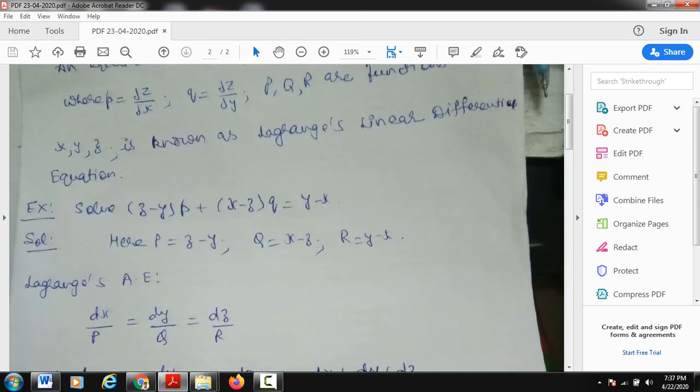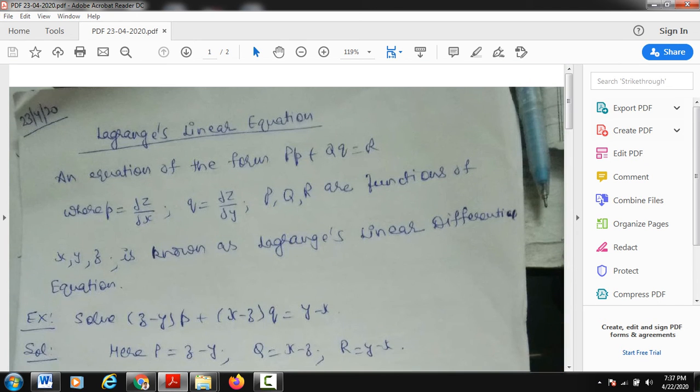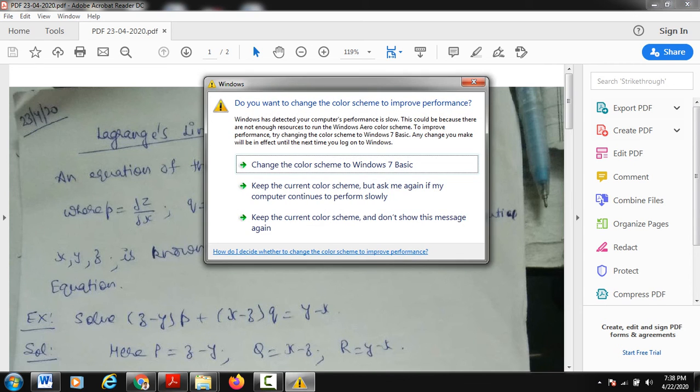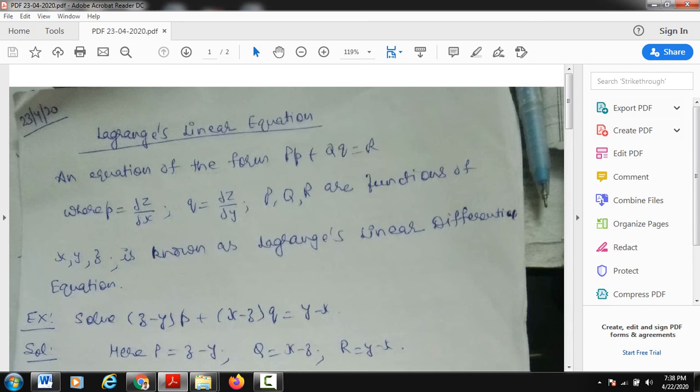Okay, I hope this method is clear to you, and again I am telling you this topic is very important from the examination point of view. So again I am telling you the steps for Lagrange's linear differential equation. Students, first of all you must be able to identify the Lagrange's linear equation. The first step is that the equation must involve only the first order partial derivatives, that is small p and small q.